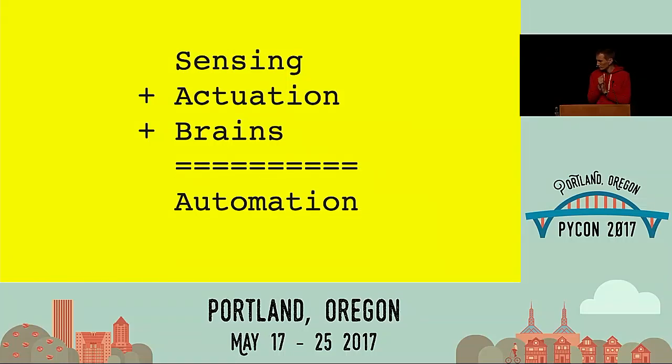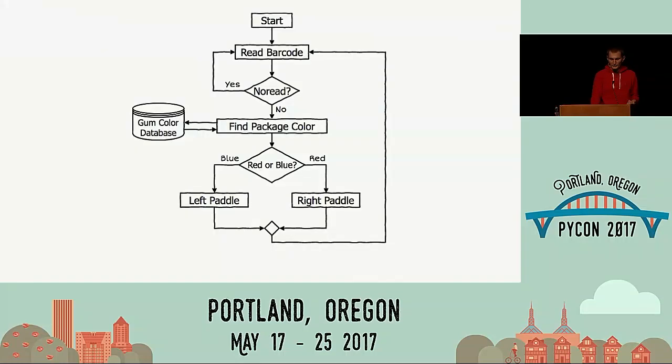Cool. So we covered sensing, actuation, brains. I'm just going to tell you right now, I brought this little Python package, I call it GUM. It's got a database with 8 lines of barcodes for all these different chewing gum colors. Pass it a barcode, it tells you what the color is. And this is the business logic of the PyCon 2017 chewing gum sorting factory.